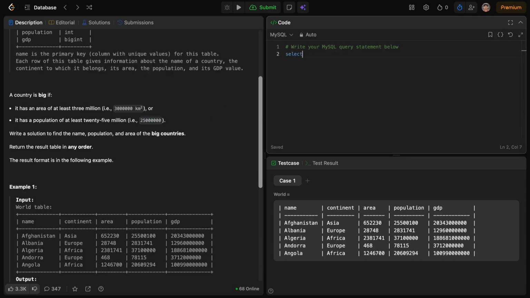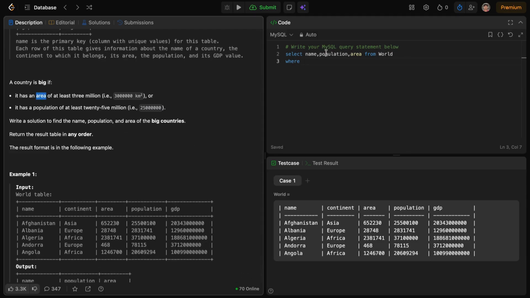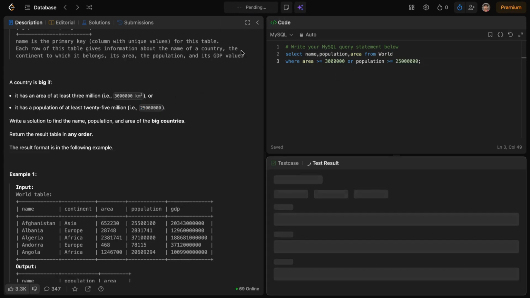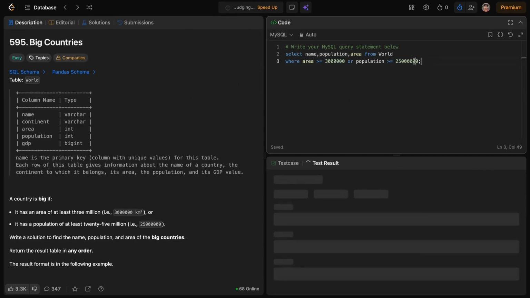So select what they want: name, population and area from World where area greater than or equal to 3 million or population greater than or equal to 25 million. So this is very simple, with just this single condition.